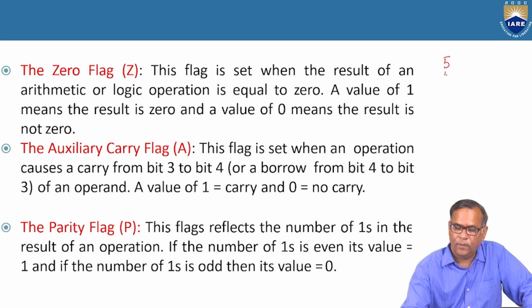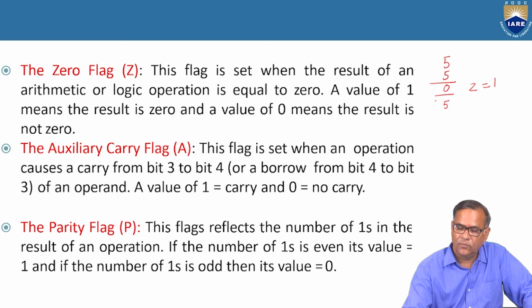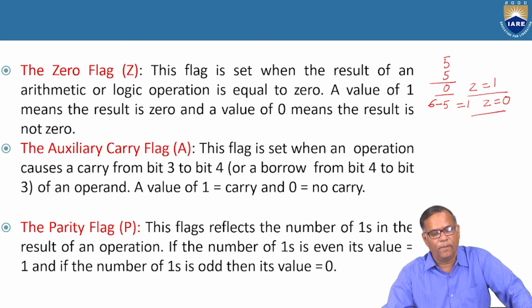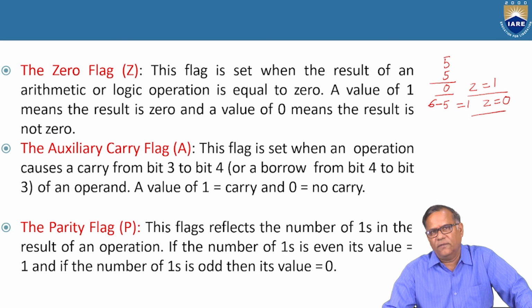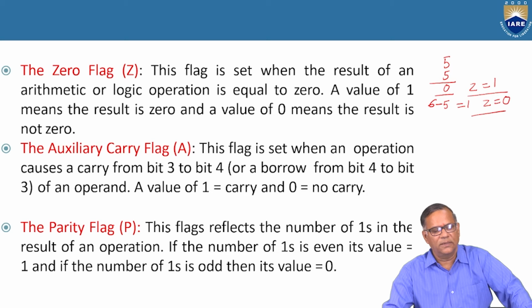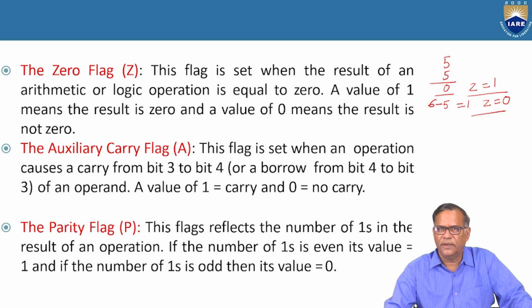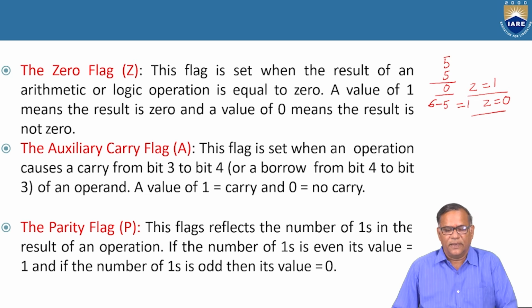For example, if you are deducting 5 from 5, then what are you going to get? 0. So in this case, the zero flag will become 1. Suppose you are deducting 5 from 6, that is 6 minus 5. So here the result is not 0, so the zero flag is equal to 0 value. So this is the zero flag. The zero flag is used in conditional jump instructions, for which I am going to give an example after this description of various flags.